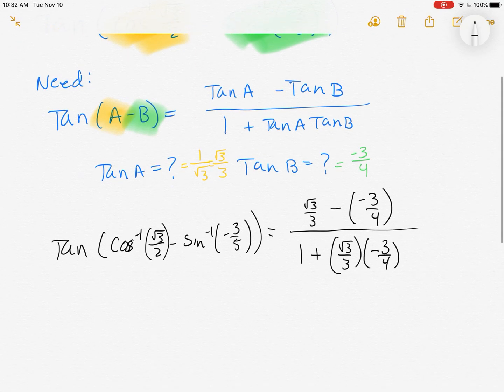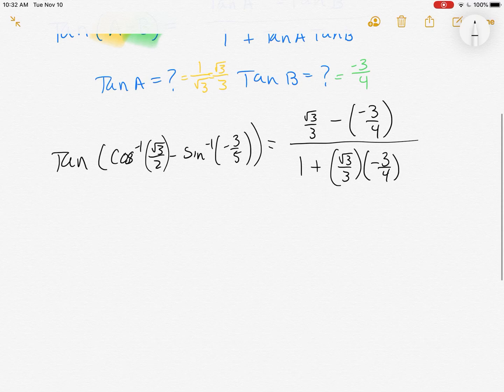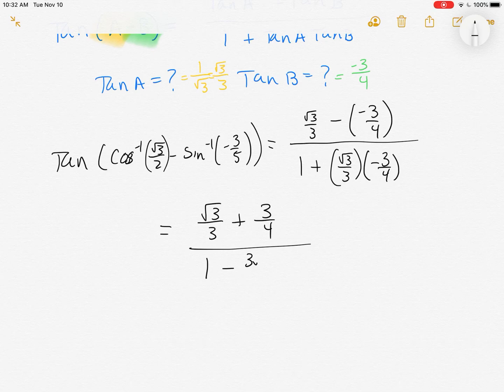And the rest is just arithmetic, right? So if we fall apart here, it's not our trig skills that are haunting us. It's some other skills. And so how do we want to do this? It's really up to you. Let me just clean some things up. This is root 3 over 3 plus 3/4. And on the bottom, 1 minus 3 root 3 over 12.